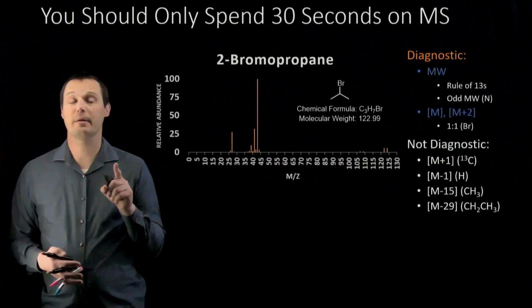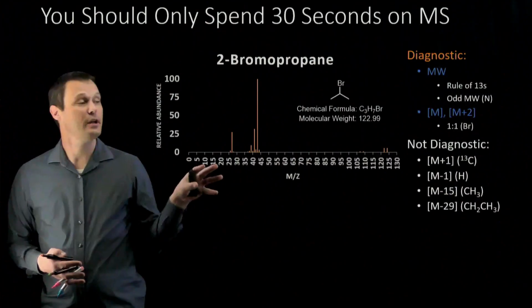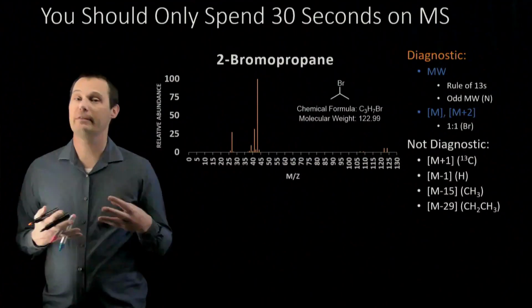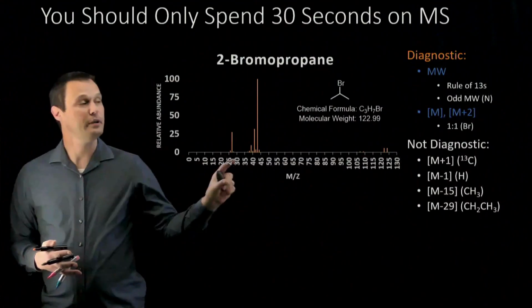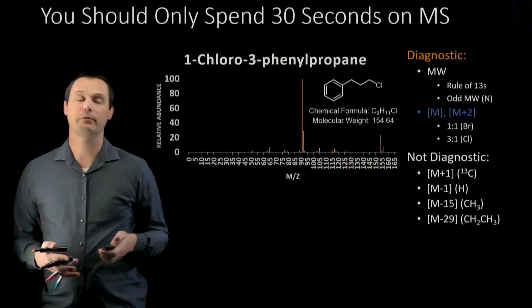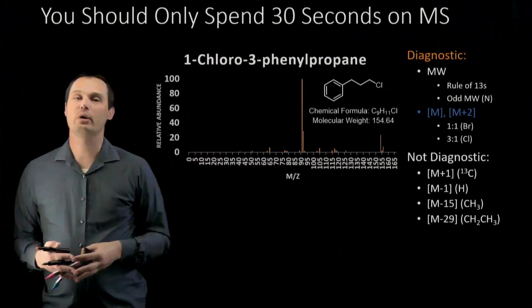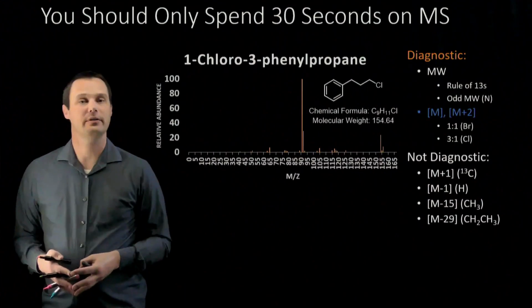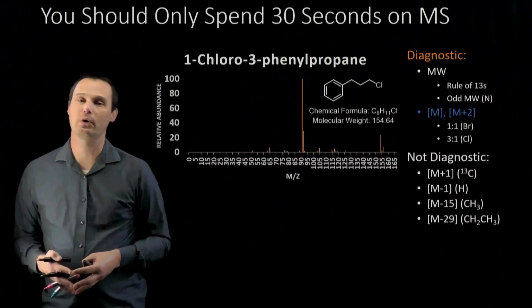Two other quick places where the M+ peak is diagnostically useful is if we have an M and an M+2 peak in our M+ region. That's indicative of some kind of halogen, bromine, or chlorine. If the two peaks have a 1-to-1 ratio, that's indicative of bromine, and if the two peaks have a 3-to-1 ratio, that's indicative of chlorine. This is very diagnostically useful, and you should definitely look at the M+ region to see if there's a bromine or a chlorine in the molecule.